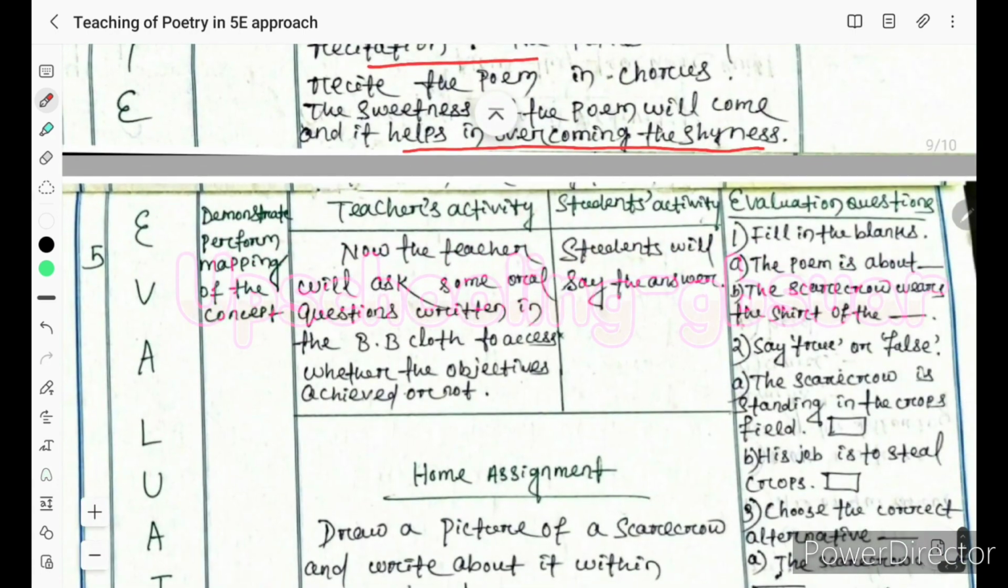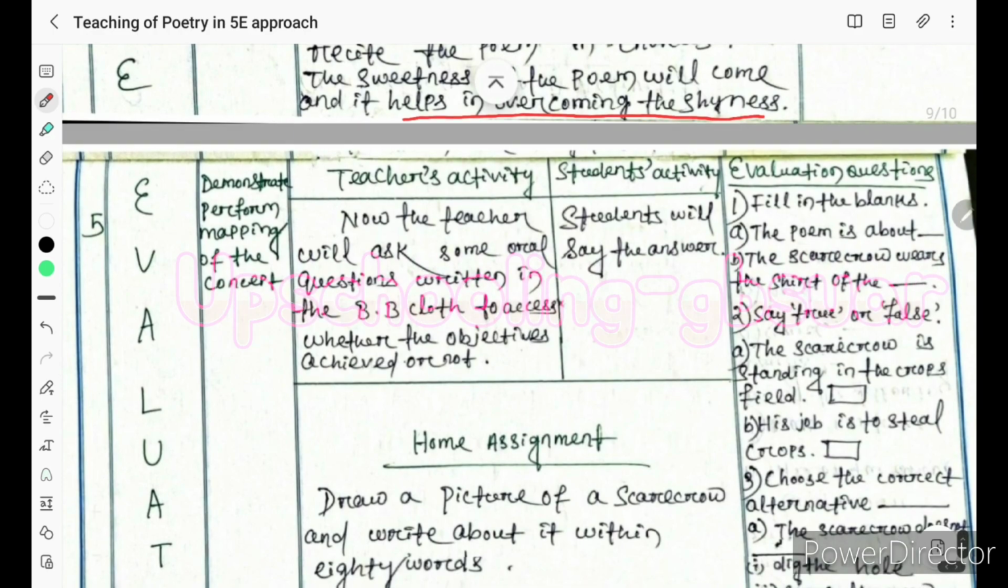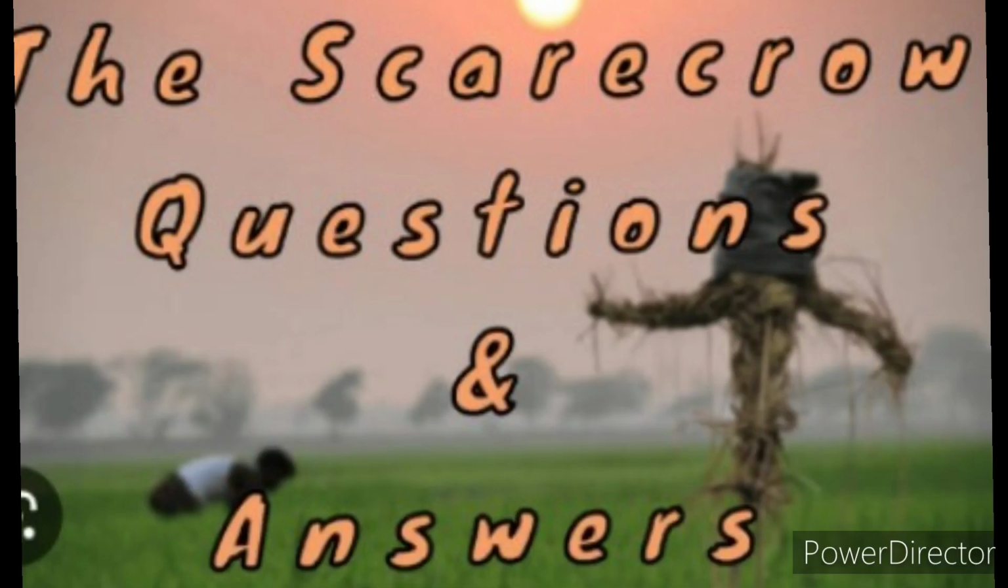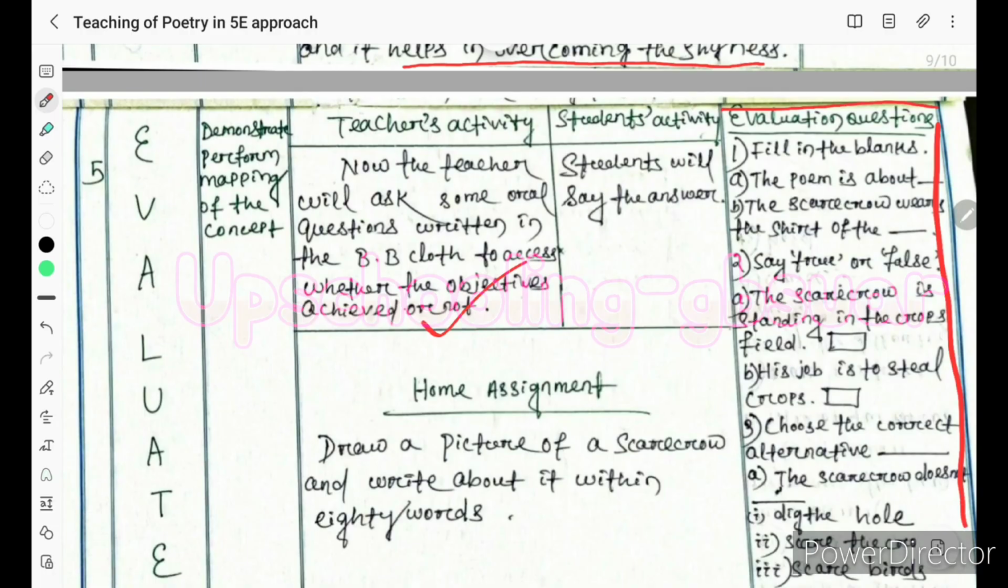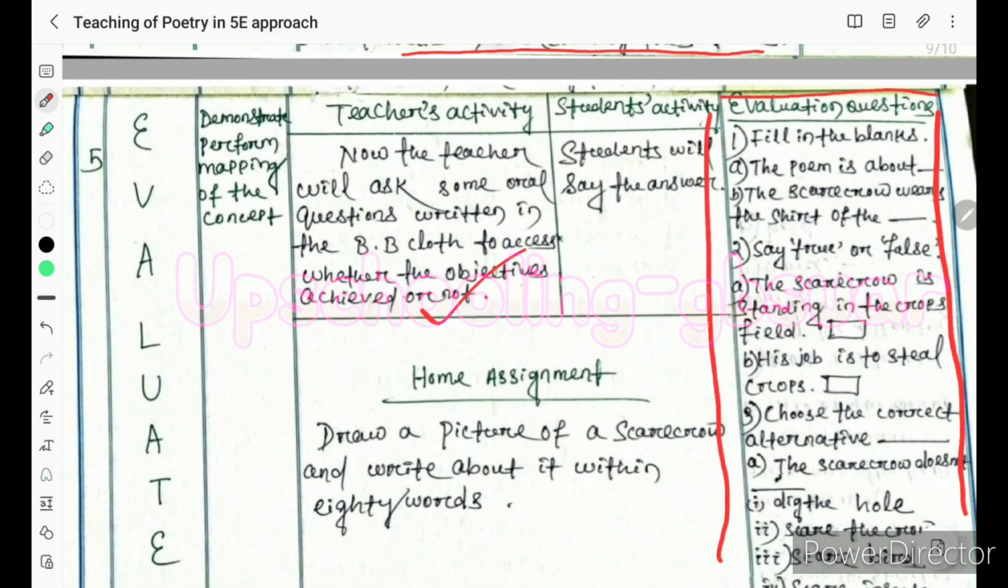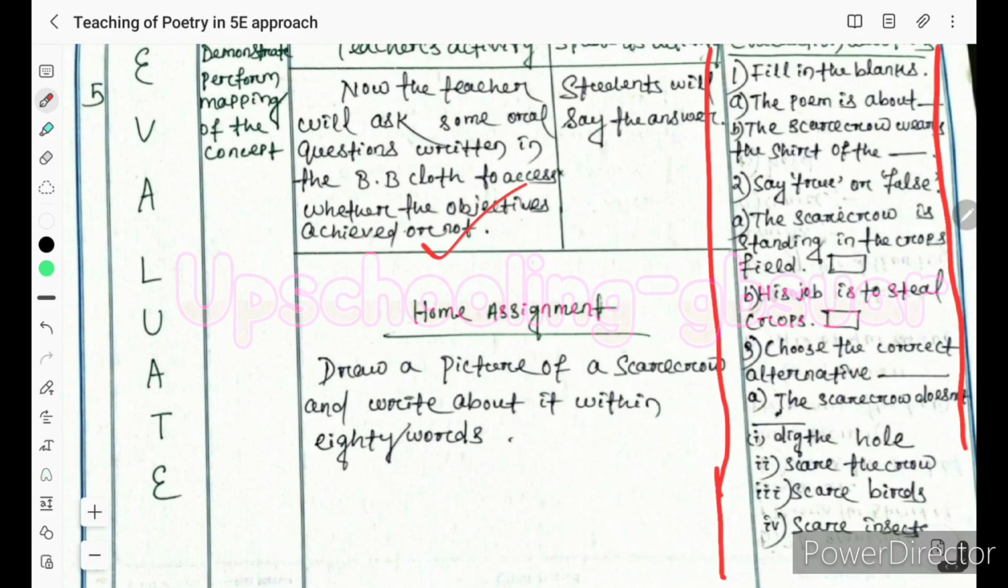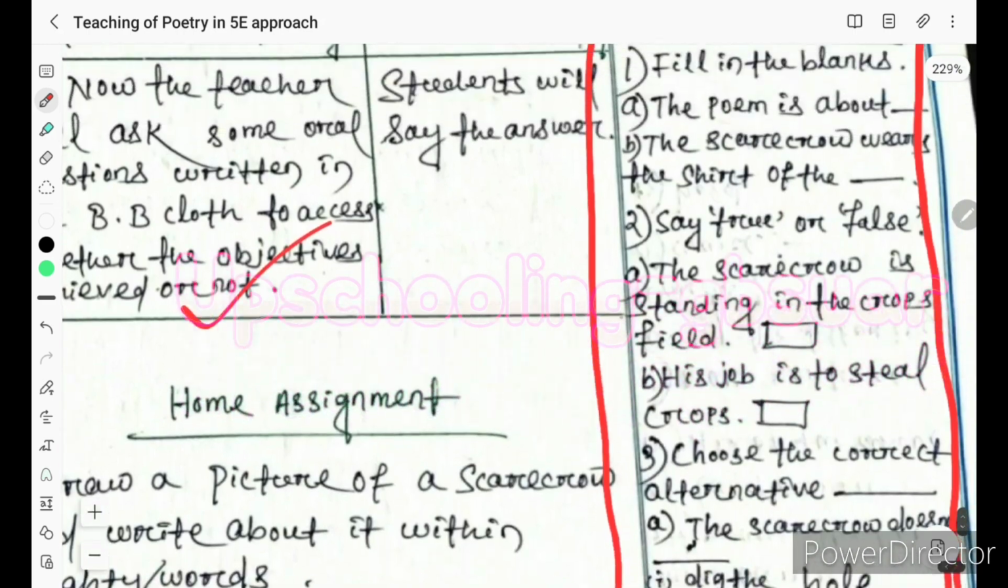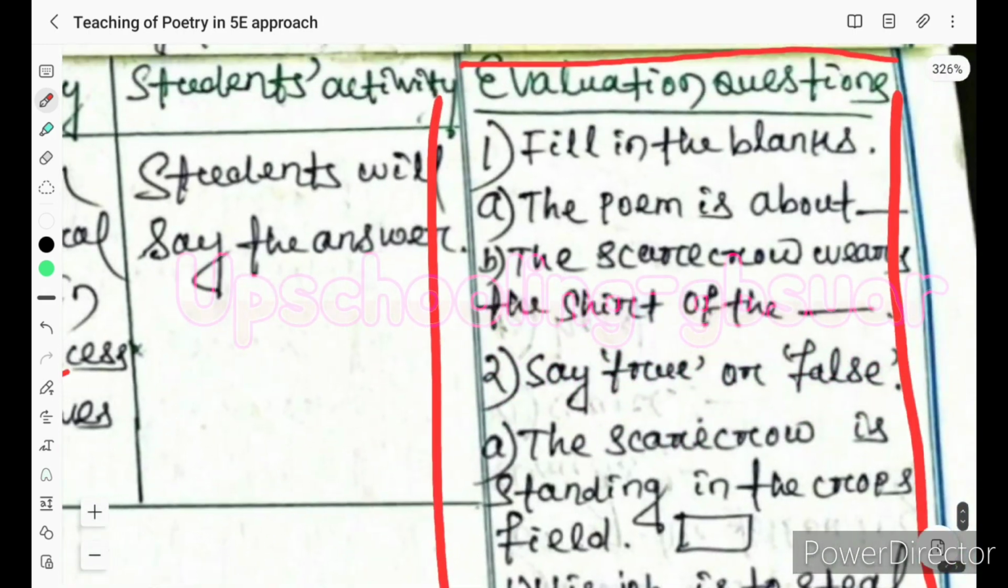The last stage of 5E is evaluate. Evaluation is done to measure whether the objectives are achieved or not. It contains the blackboard work. The evaluation questions on the blackboard should be prepared keeping in view the 4 domains of Bloom's taxonomy such as knowledge, understanding, application and skill. For example, my first question deals with fill in the blanks. It is based on the knowledge domain.